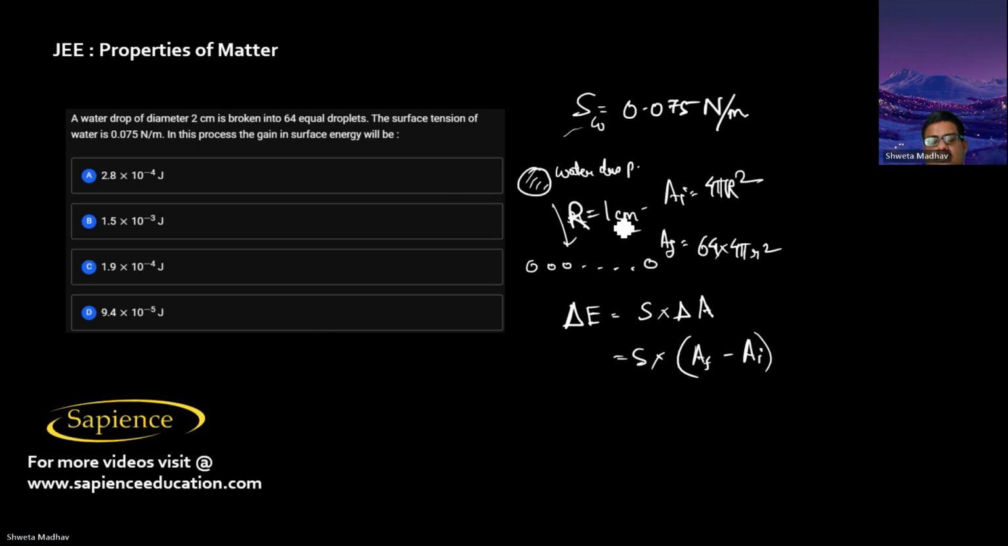Now we have to find the relation between small r and capital R, where small r is the radius of each equal droplet. Therefore, the volume we can take the same. The initial volume will be equal to the final volume only, since mass is conserved. We have to apply the law of conservation of mass.